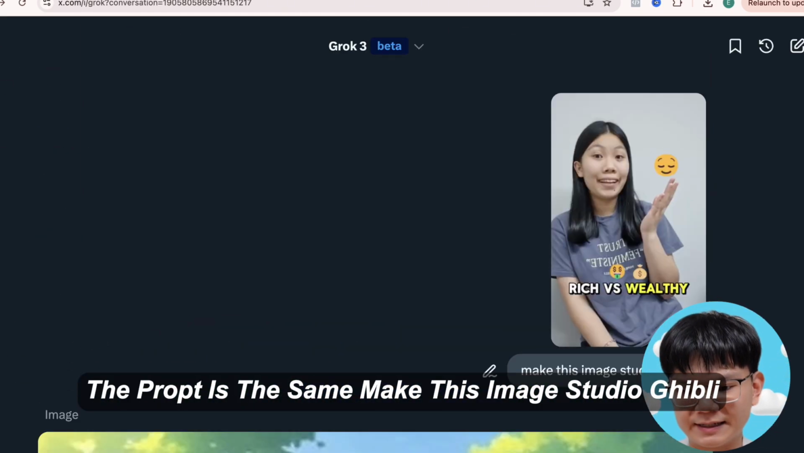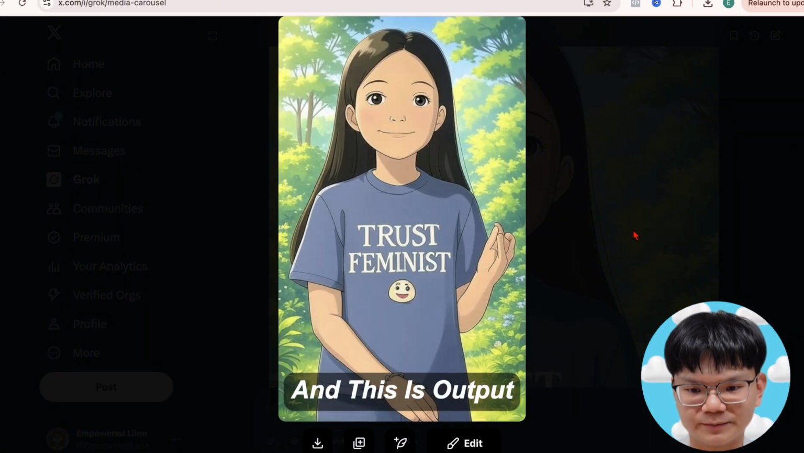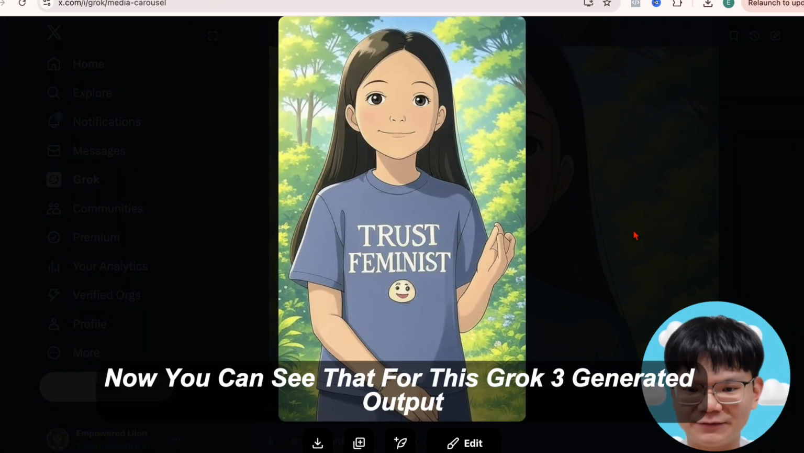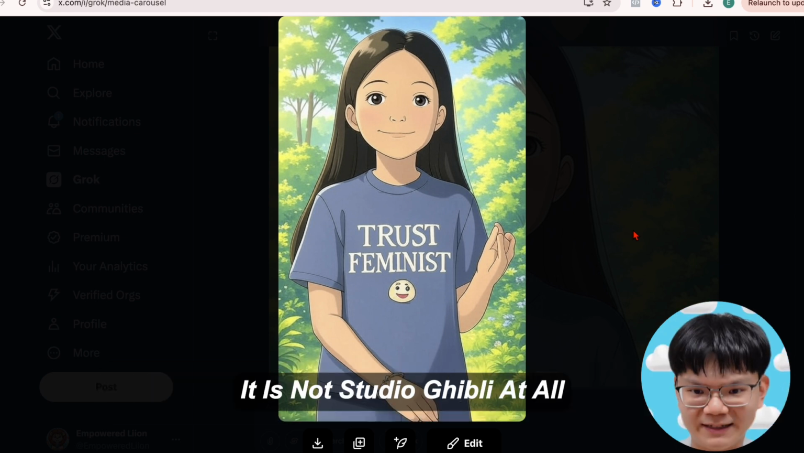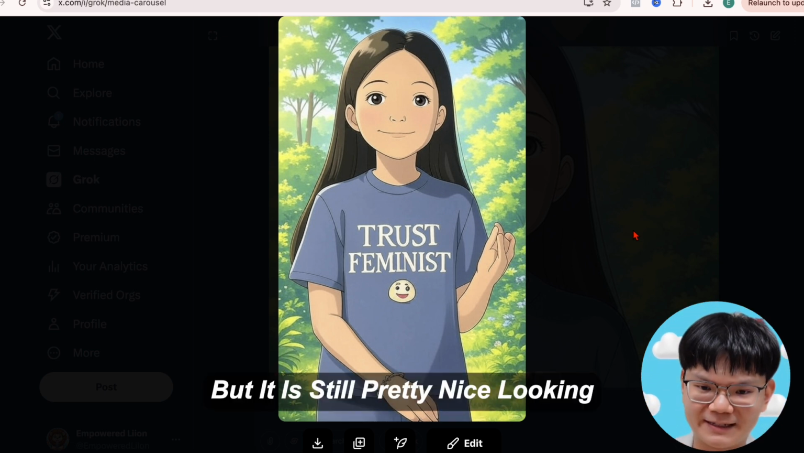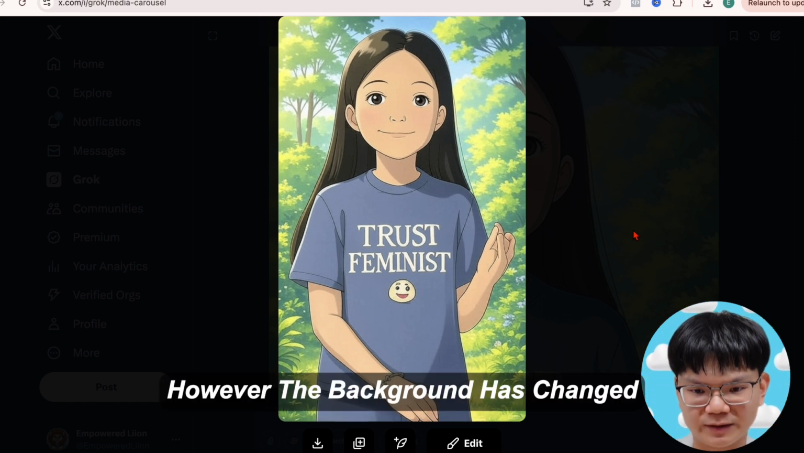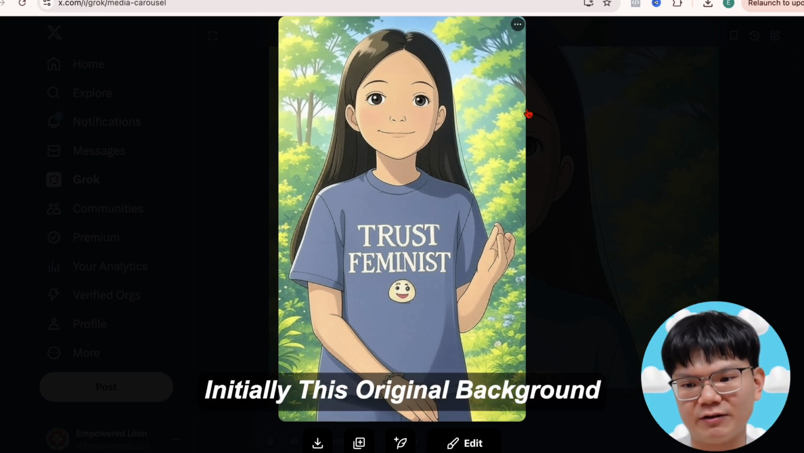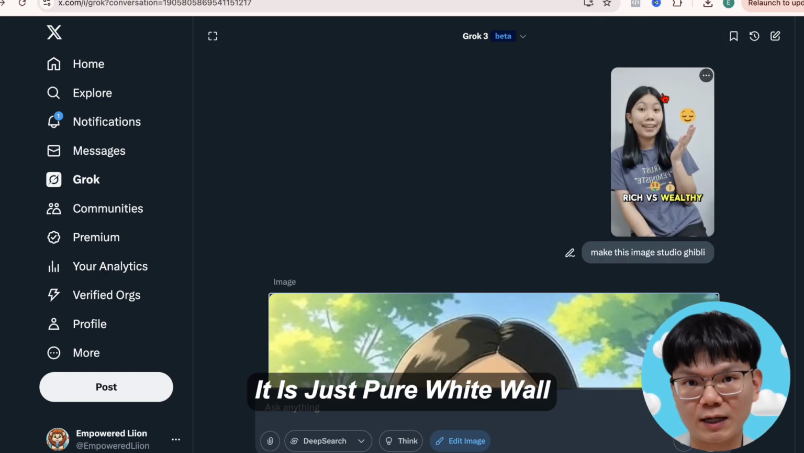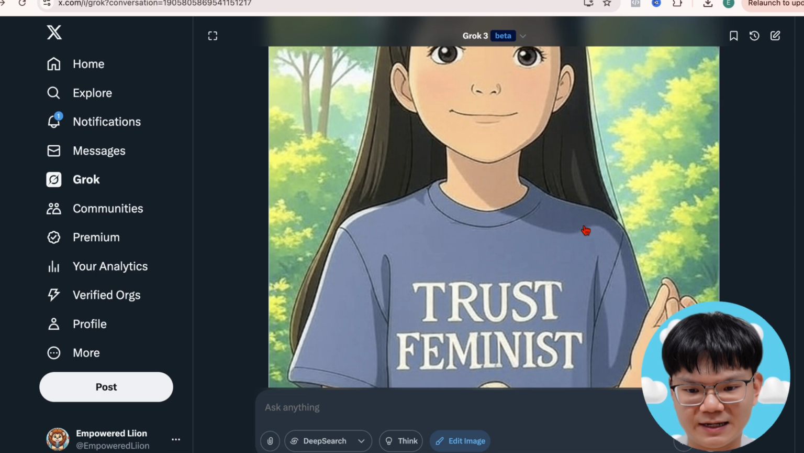The prompt is the same. Make this image Studio Ghibli, and this is the output. Now you can see that this Grok 3 generated output is not Studio Ghibli at all, but it is still pretty nice looking. However, the background has changed. Initially, the original background was just a pure white wall, but this background has turned into a forest.